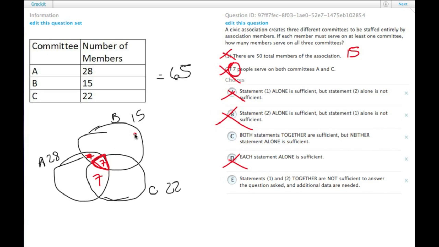In conjunction, we still don't actually have enough information to go from knowing that 15 spots are occupied by someone who's already in another committee, and 7 people are on both A and C, we still aren't able to narrow it down and figure out how many of those 7 are on all 3 committees, whether it's 0 or all 7. So even in conjunction, the 2 statements are insufficient, and it's answer choice E.